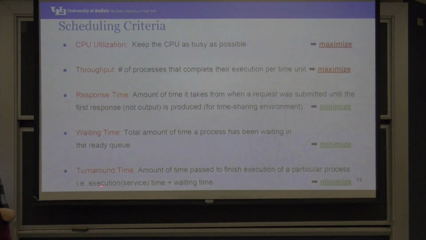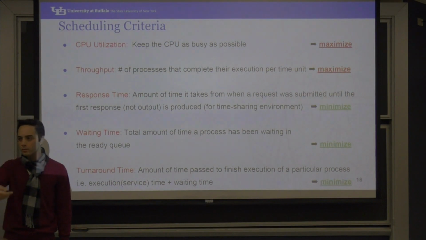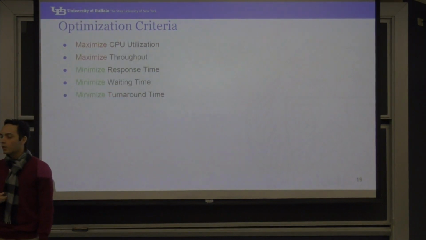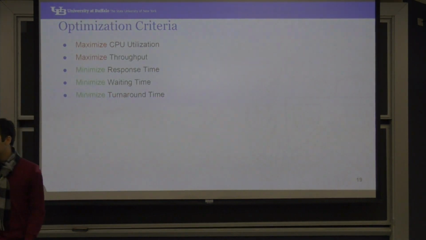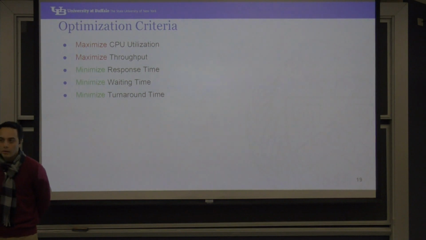That I just added in this time. Execution or service time is the same thing basically, right? That's when the CPU is servicing that process, right? So this is a summary. The scheduler wants to maximize CPU utilization, maximize throughput, and minimize response time, waiting time, and turnaround time.